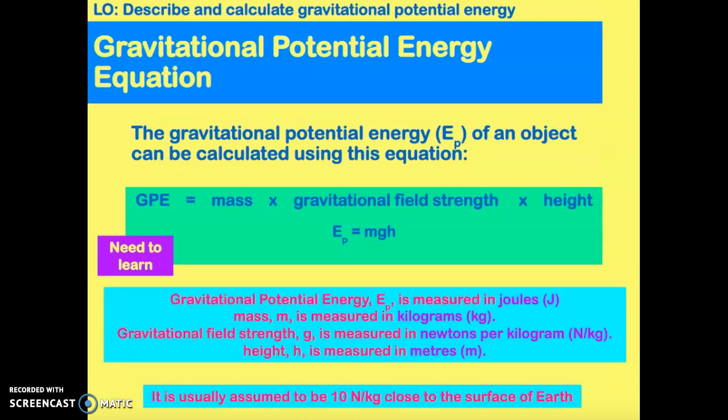So again, this is a green box. It's something we need to learn off by heart. We're not given this equation in the exam, so you do need to pause the video now and write this down. So gravitational potential energy is mass times gravitational field strength times height.